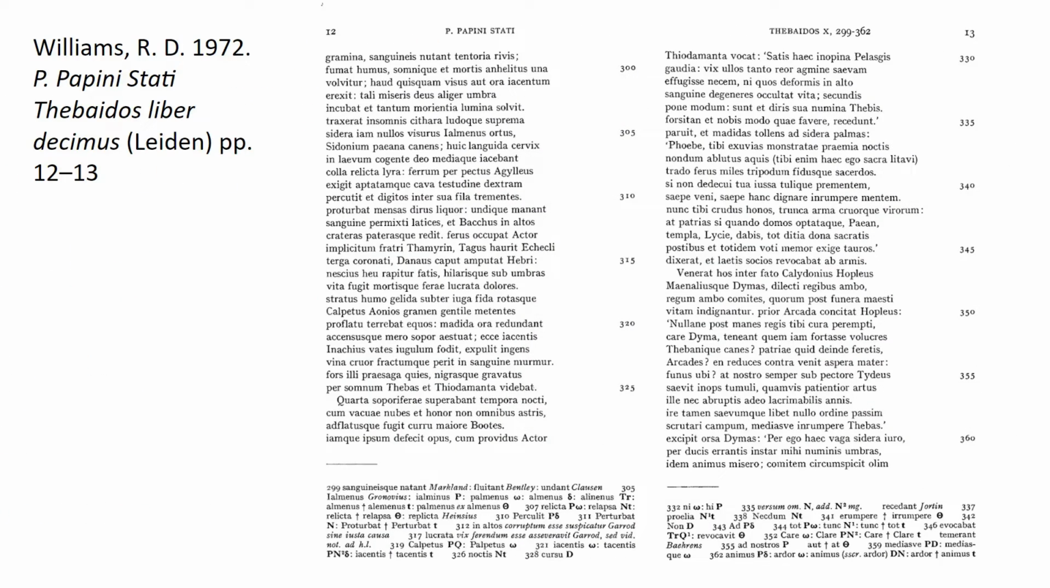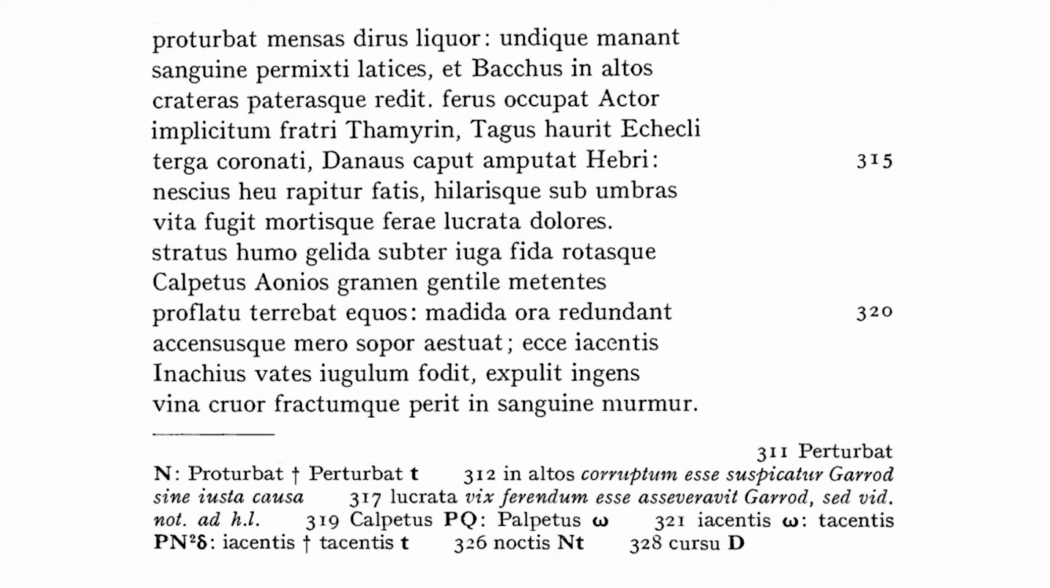On to example number 3, in Latin. This is from Statius's Thebaid, an epic written in the 80s and 90s CE about the legendary war of the Seven against Thebes. This is an excerpt from Book 10 in the 1972 edition by Robert Derrick Williams. Again, the appcrit follows the same basic format. A basic entry starts with line number, then gives the text printed and its source, then variants and their sources.